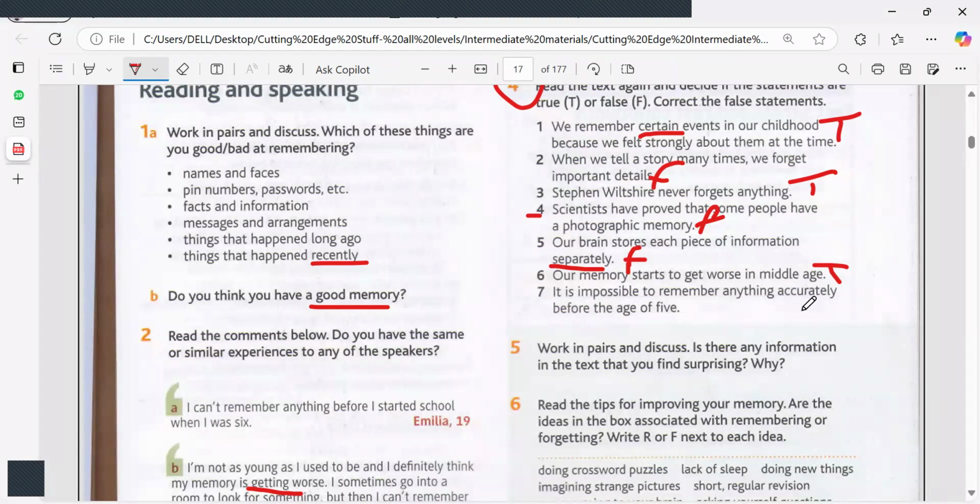طيب 7. It is impossible to remember anything correctly before the age of 5. No. True. Accurately means يعني بشكل دقيق، بدقة. Exactly. But after the age of 5, yes, you can.